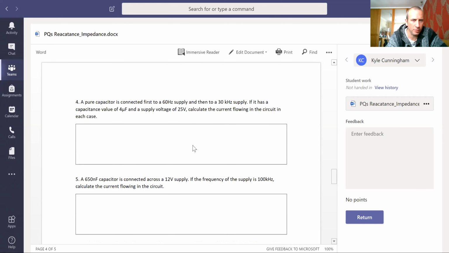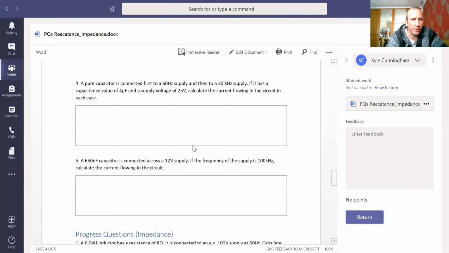Then what's this? So here we go. Very similar question to what we've just done. A pure capacitor has a frequency, it's connected to 60 hertz and then to 30 kilohertz. So this is like the harder one. Here's a simpler one. Notice it's calculate the current again. So 650 nanofarad capacitor, 12 volt supply, 100 kilohertz. So let's have a look at how we would work that out.